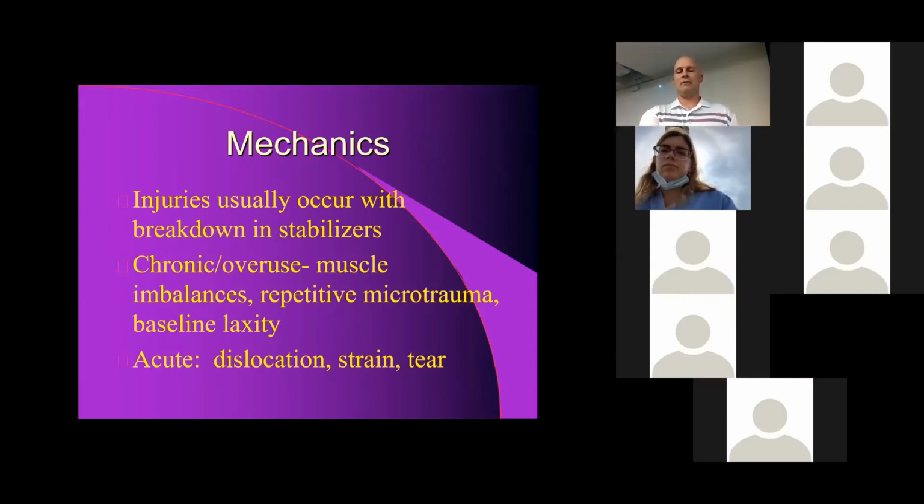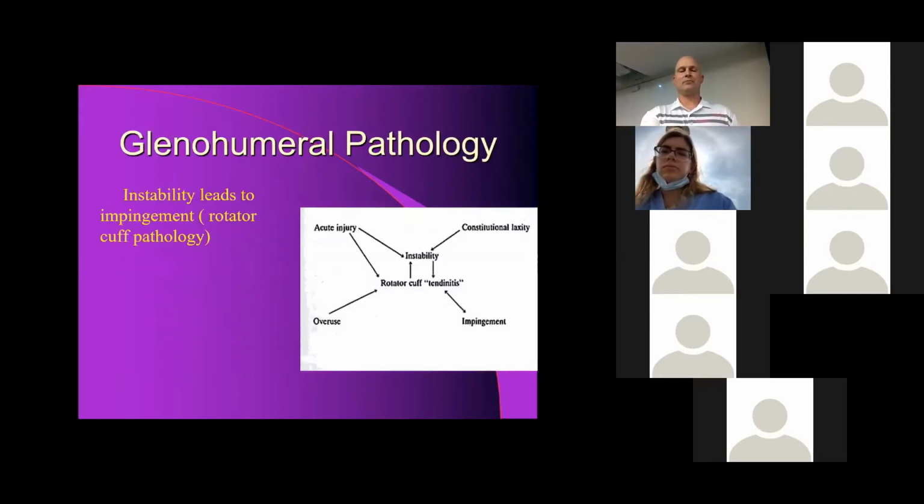Acutely, you can obviously have dislocation, strain, and tears. I think this is a good diagram to explain how these things interplay, and that instability leads to cuff pathology and vice versa. So if somebody has an acute shoulder dislocation, now they have an unstable shoulder, and yes, things scar back down, but now the cuff has to compensate for that loose capsule, which can cause issues like rotator cuff tendonitis and other things.